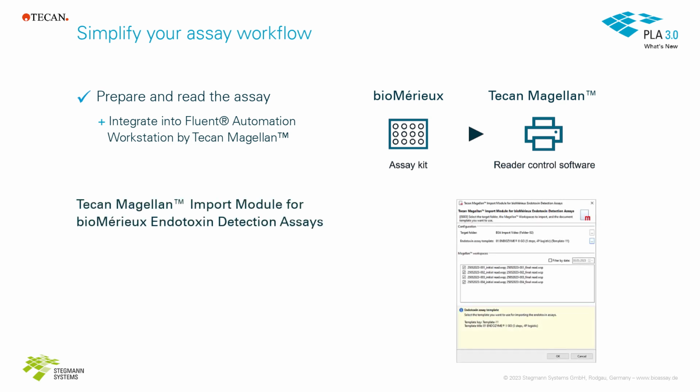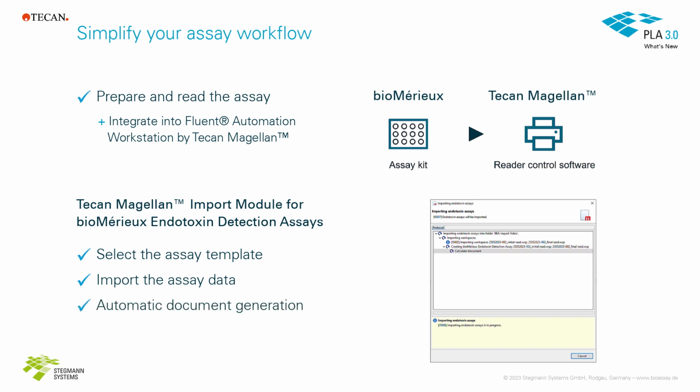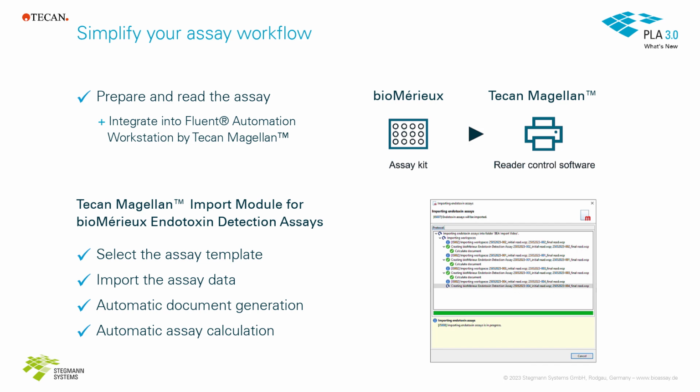Within PLA 3.0, simply select the corresponding assay template and choose which endotoxin detection assays to import. For each pair of assay plates, identified by the import module via their assigned sample IDs, the solution automatically generates the respective electronic documents and initiates the calculation.